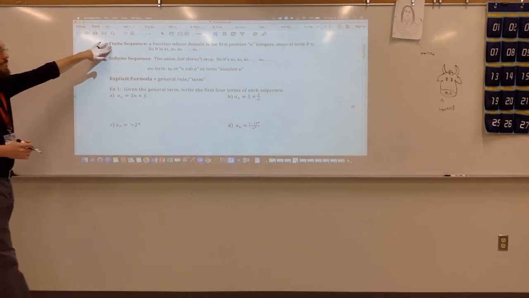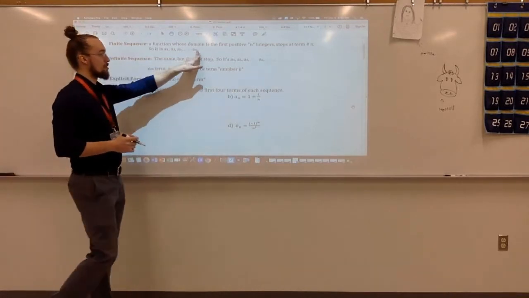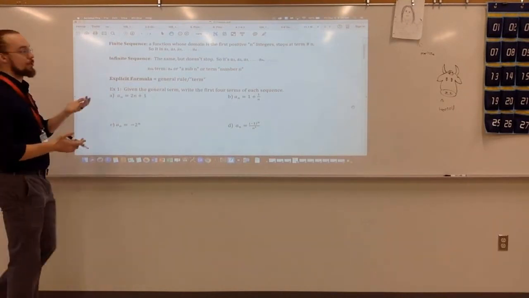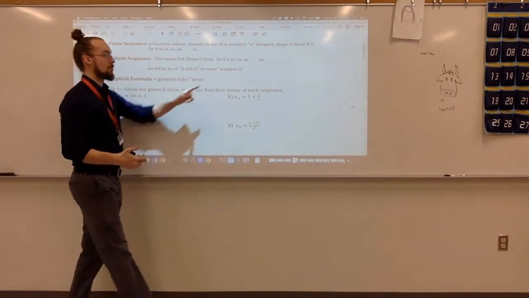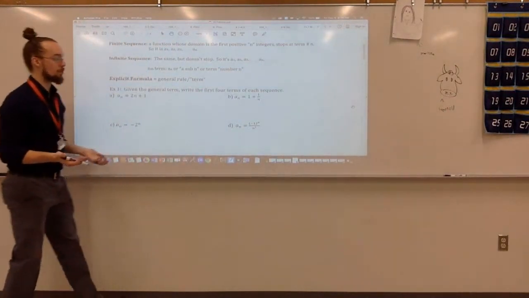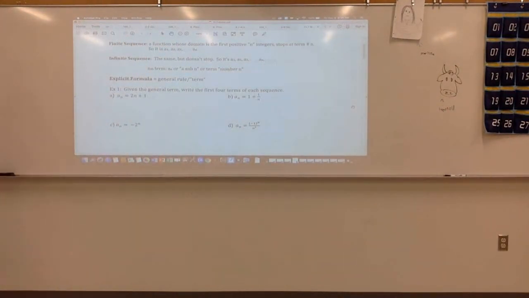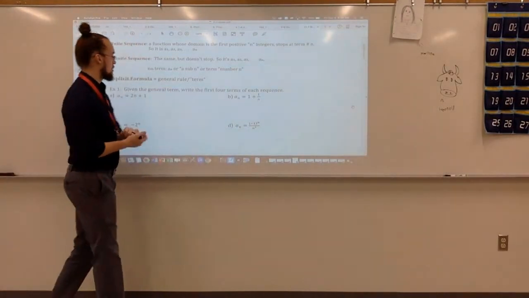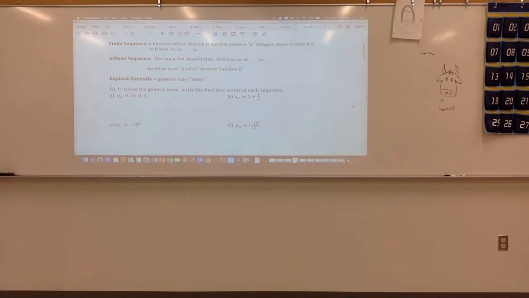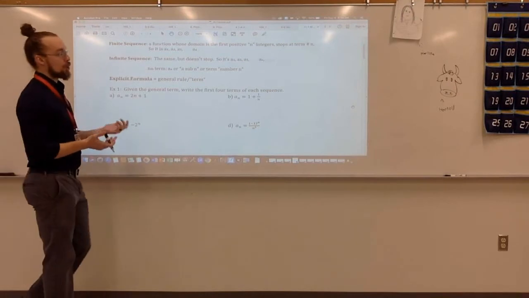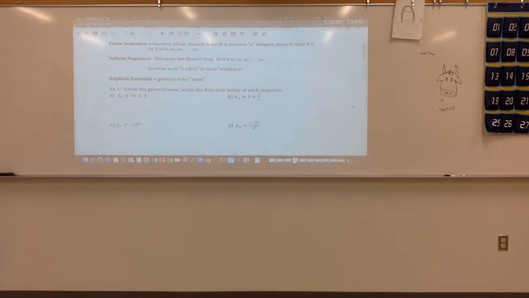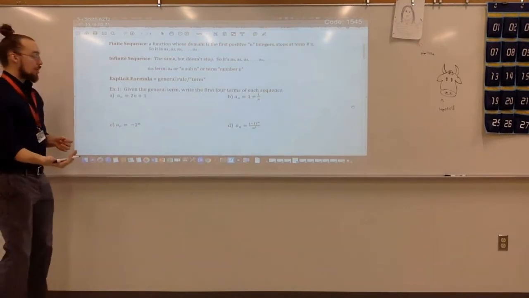So a finite sequence is just a list of numbers that ends. There's a finite number of terms in the sequence, and an infinite sequence is one that doesn't end. There are an infinite number of terms. So the first idea here is if we are given a formula, that formula is called the general rule, or it can also be called the general term. To get each term in the sequence, all we're going to do is plug in whole numbers.